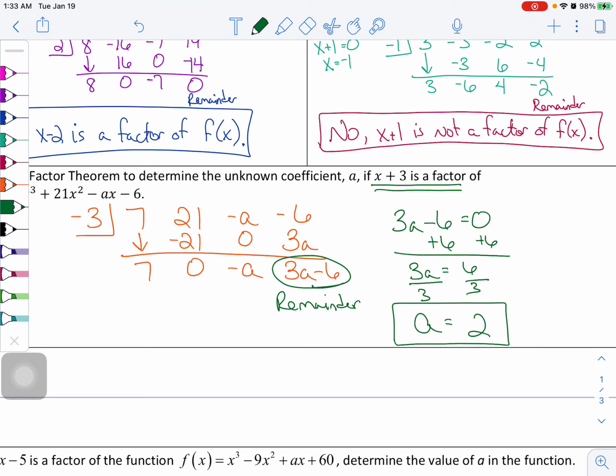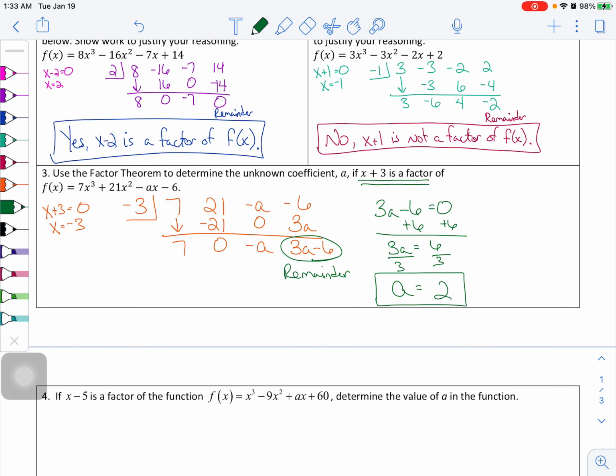All right, so a equals 2 is the answer to the unknown coefficient. So that's how you do this problem using synthetic division. And remember, I've said with these problems, sometimes it's going to specifically say in the question that you have to use synthetic division. So make sure you understand how to do that. And that's this particular problem.